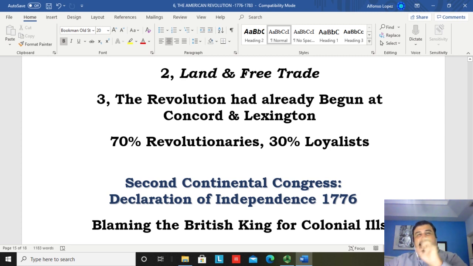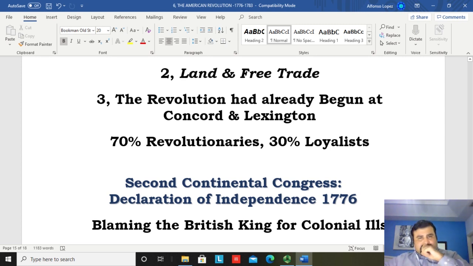Now, he's really speaking to two important groups: the landless colonists who want to move westward but can't because the British are there, the Ohio Valley, for example, and the colonial merchants and planters who also want to trade freely with the rest of the world but can't because of the Navigation Acts. So he's talking to two groups. Look, if you want land in the West because you don't have any, or you want to engage in free trade but you can't, well, independence is the solution. In other words, it's common sense.